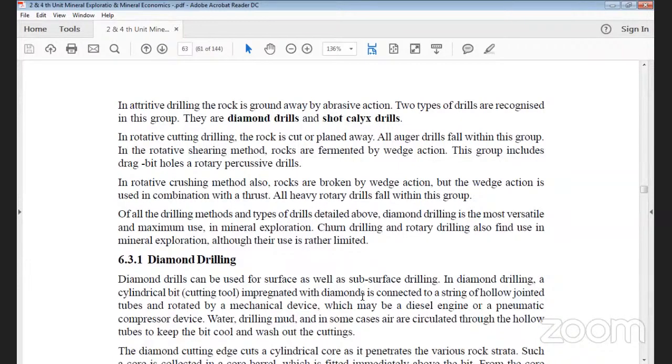Again, of all the drilling methods and types, we see that diamond drilling is the most versatile and the most used in mineral exploration. Churn drilling and rotary drilling also find use in mineral exploration, but they are used in a limited way.